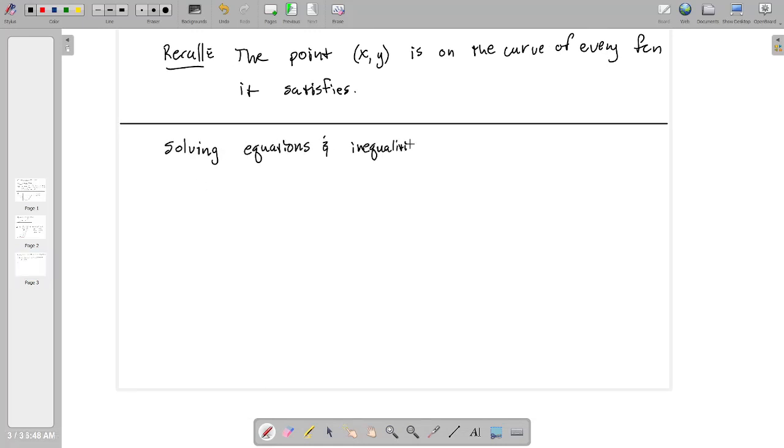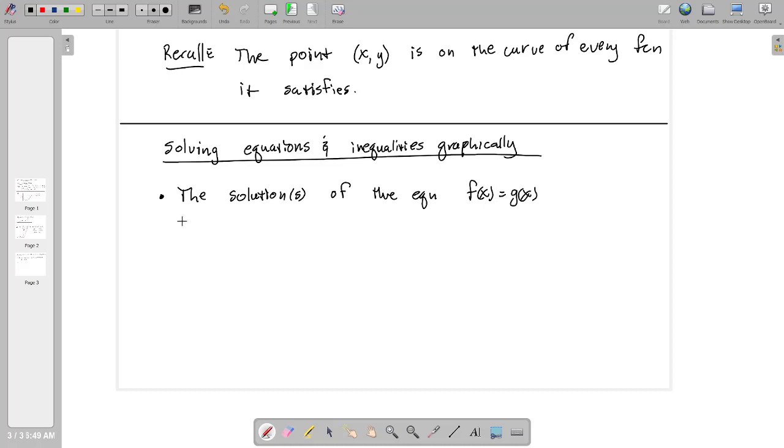Solving equations and inequalities graphically. The solutions of the equation f of x equals g of x are the values of x where the graphs of f and g intersect. Now, you might recall when we did this previously that the solutions are going to be the x values. We're looking for the x values that make this equation true.